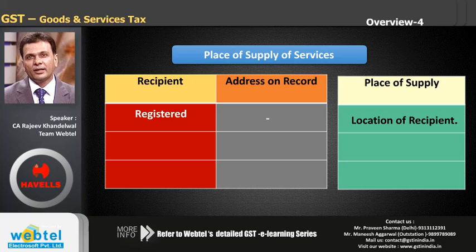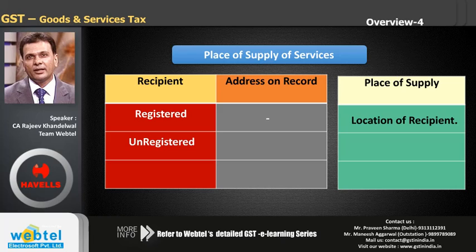So in the case of registered dealers, whenever the supply is being made, then the location of the recipient is relevant. The location of the supplier is not relevant in the case of supplies made by a registered dealer to another registered dealer. Then in the case of unregistered recipients, there could be two scenarios.